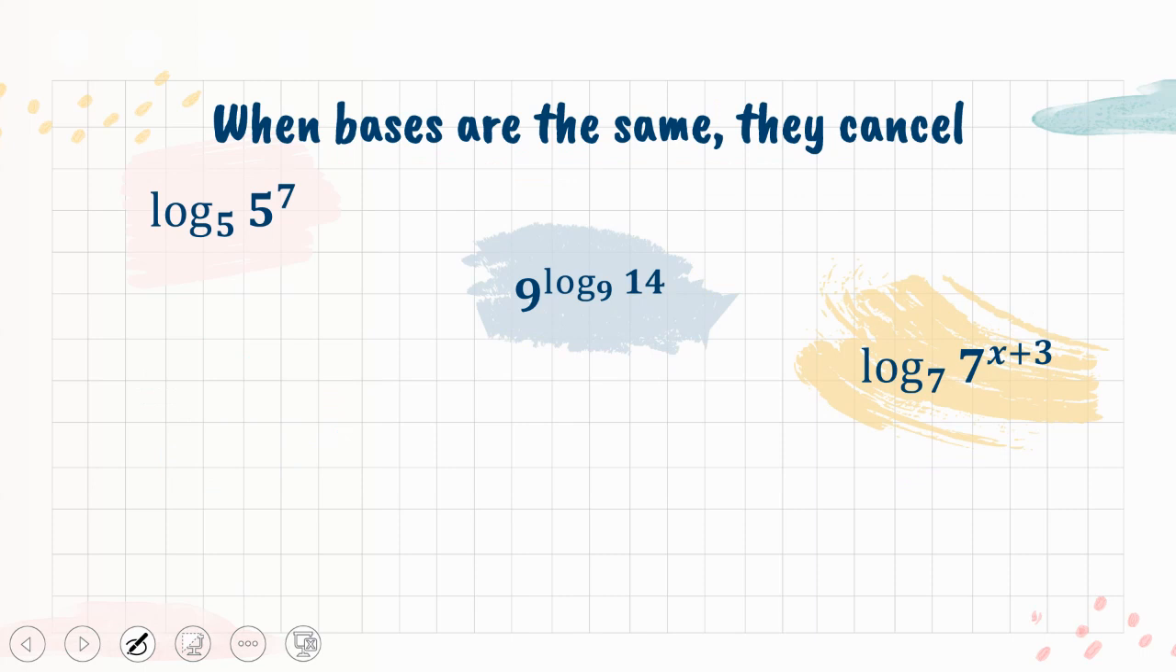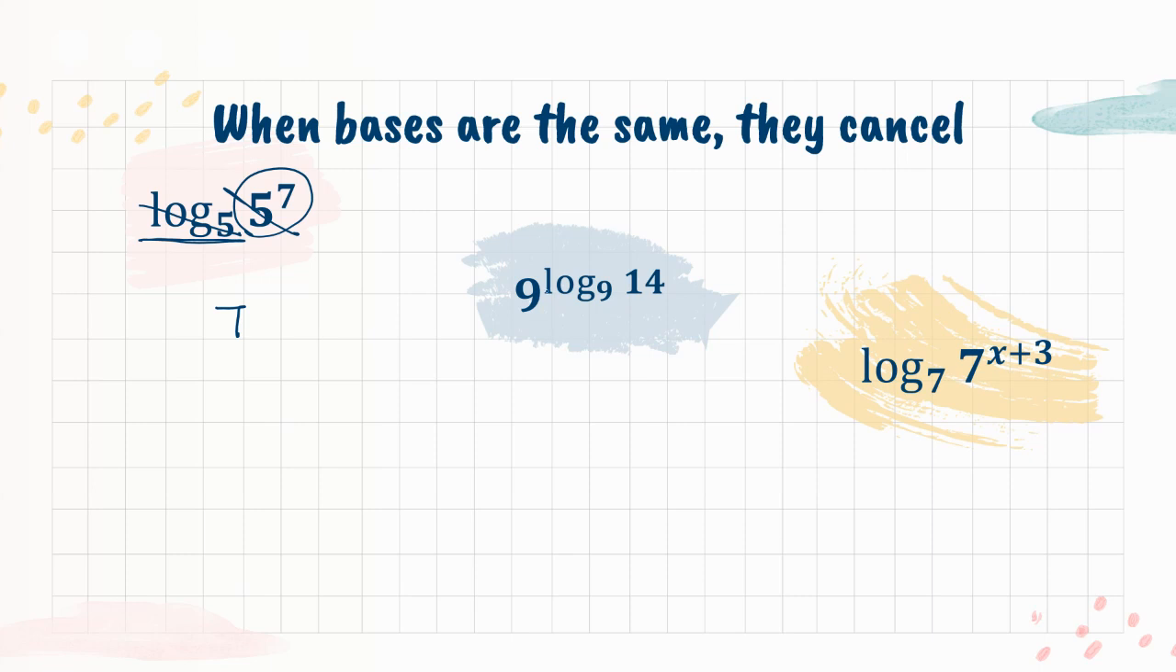Now, another thing that you need to know is that when bases of logs and exponents are the same, they cancel each other out. So, for example, if I look at this log here, my base is 5. And if I look at this exponential, my base is 5. The log base 5 and the base of 5 cancel each other out, which leaves me with 7. We're going to be using this to help us solve as well. So, it's really important that we know what it looks like, okay?